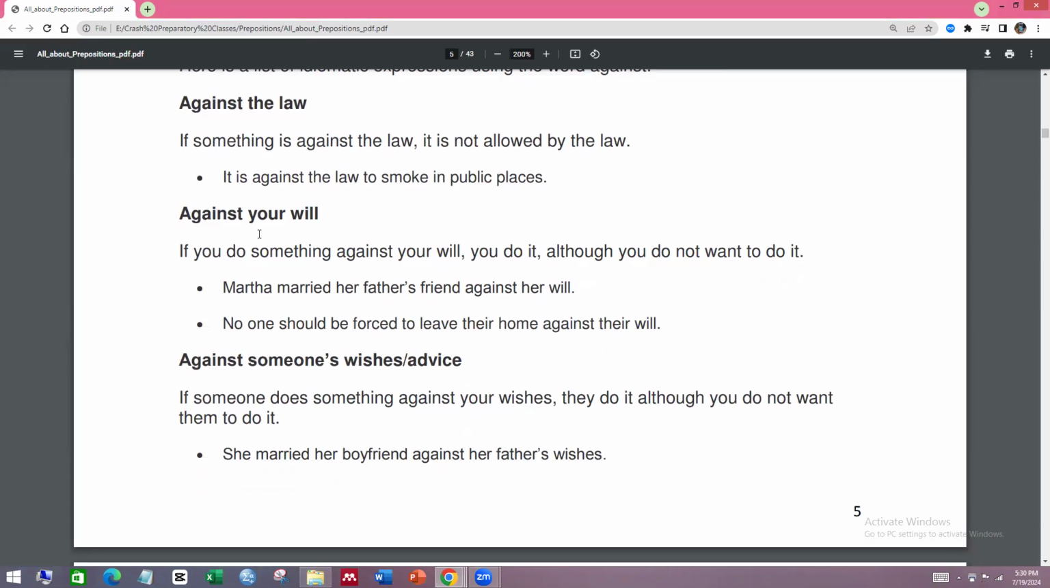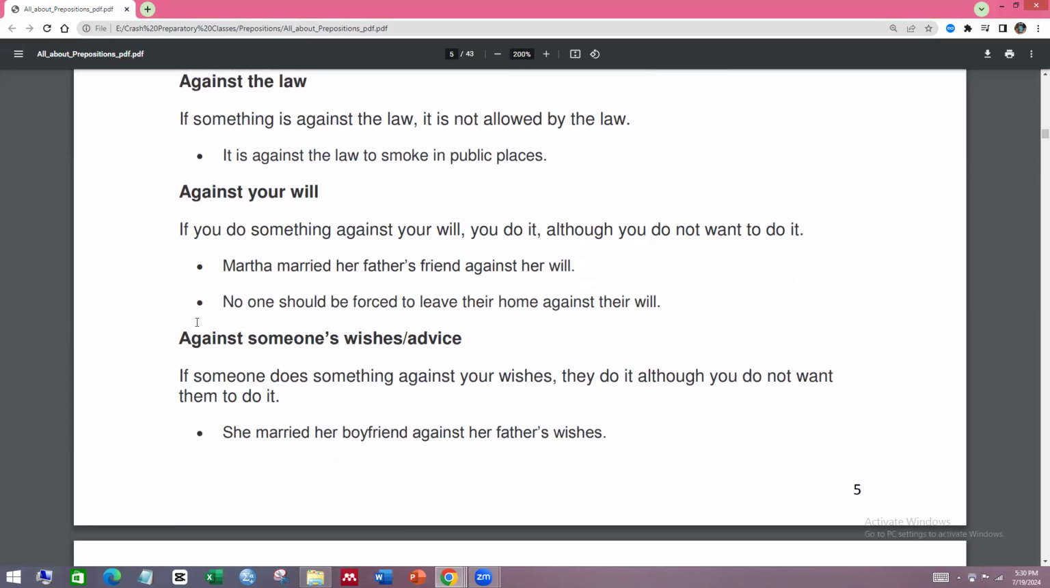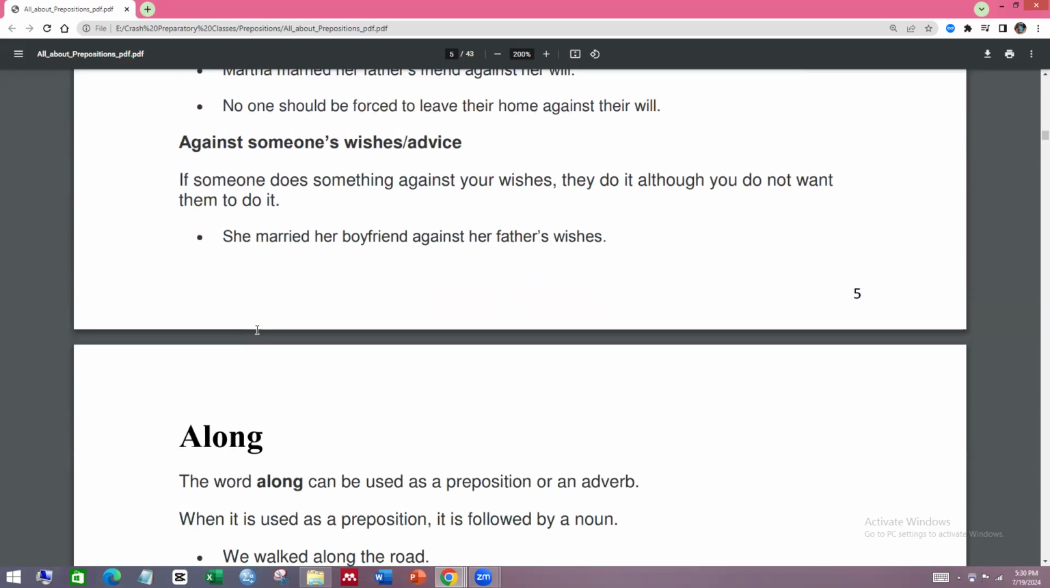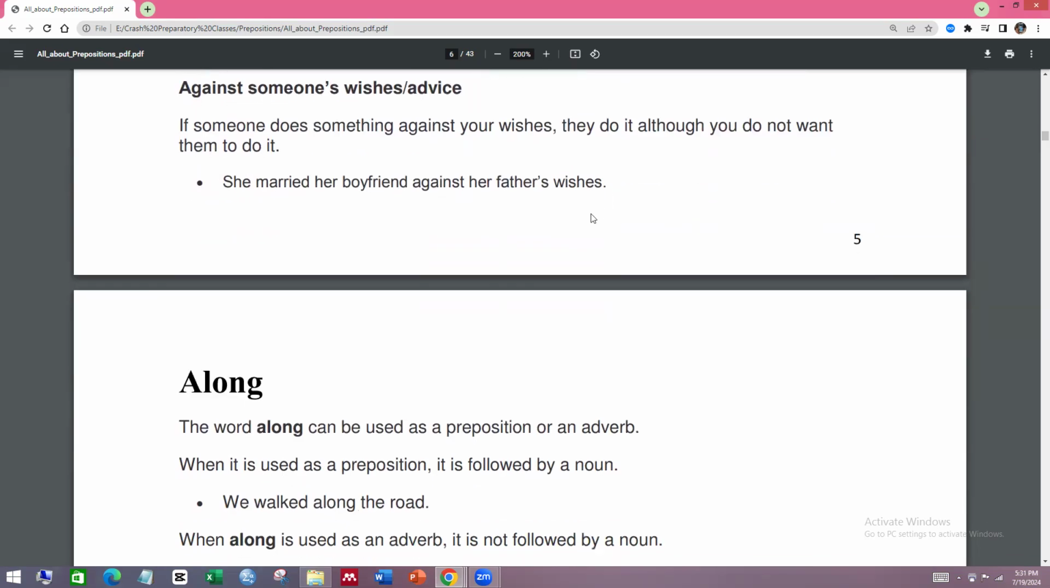This is a very common word. Let's see its detail. If you do something against your will, you do it although you do not want to do it. Martha married her father's friend against her will. No one should be forced to leave their home against their will. Against someone's wishes or advice: if someone does something against your wishes, they do it although you do not want them to do it. She married her boyfriend against her father's wishes.